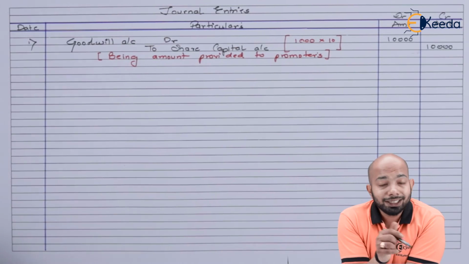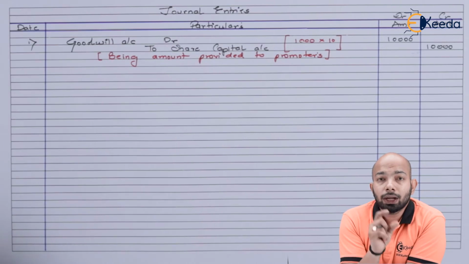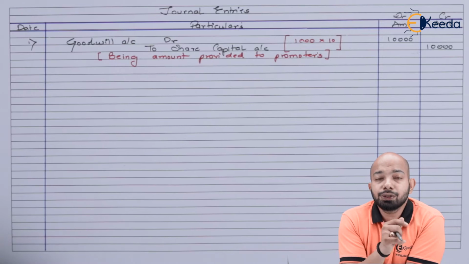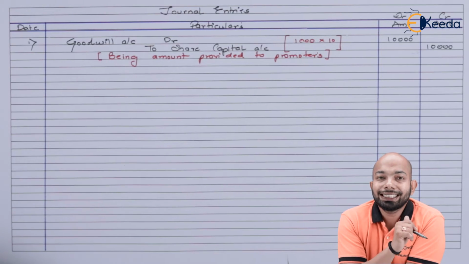So the first entry we have passed here is goodwill account debit to share capital account. The amount is 10,000, that is, 1,000 shares multiplied by rupees 10. That gives you the amount provided to the promoters. This is the first entry that we have passed.